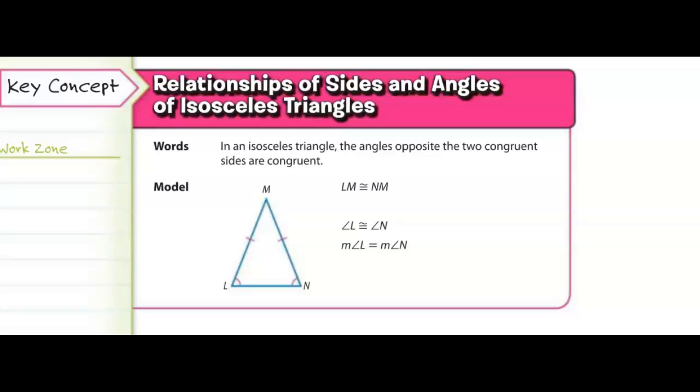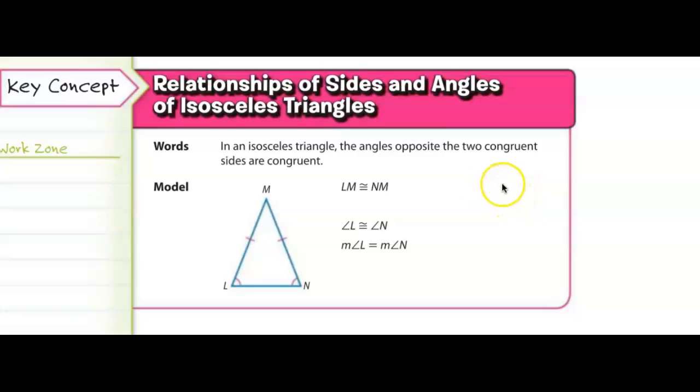Okay, let's open up our books to page 694. These are the notes for Chapter 9, Lesson 3, and we'll be doing the independent practice for this tomorrow. The first thing we're going to focus on are the relationships of sides and angles in an isosceles triangle.